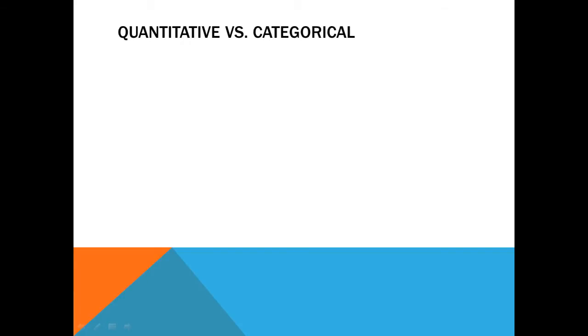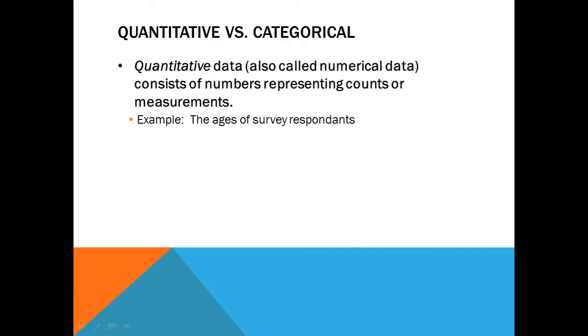Quantitative versus categorical data, and you've actually done this previously in integrated algebra. It wasn't called categorical, it was called qualitative, and we'll discuss it more. Quantitative data, basically numerical data. You can see the word quantity in there. It consists of numbers and it represents counts or measurements. The example there is the ages of survey respondents.